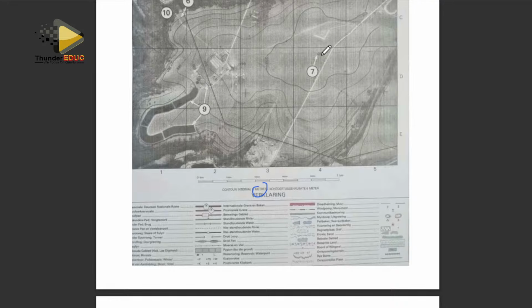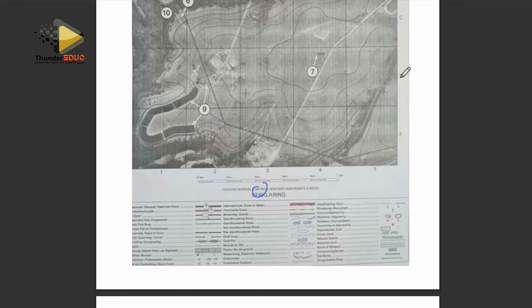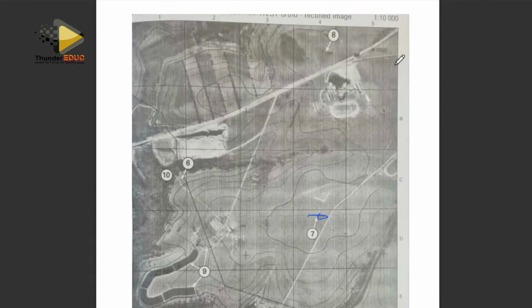They want between 7 here and what? Let me check the question quickly. Between 7 and 8. So 7 is in D4, 8 is in F4. This is D4, this is F4. So it's this one here and F4. You go up there. F4, 8 is here. Okay, so those are the two places.